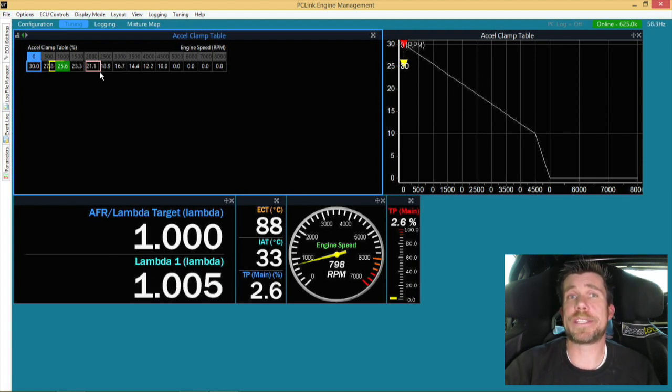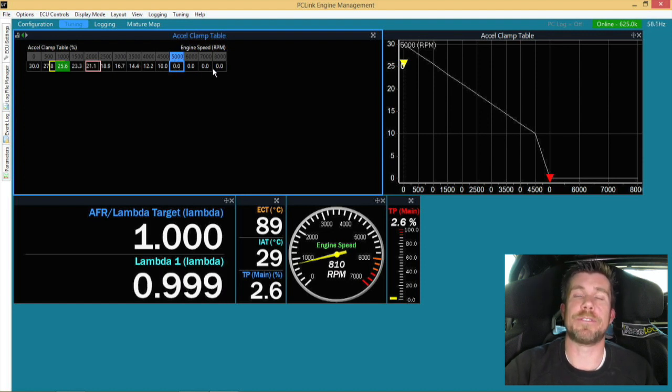But remember, we said that the fuel puddle size will depend on our RPM as well. So what we have is this clamp table which limits the amount of additional fuel that will be added, and this is a 2D table based on engine RPM. You can see here our numbers start at 30% down here at 0, and they decrease to 0%, so we're actually not providing any acceleration enrichment at all from 5,000 RPM and above.